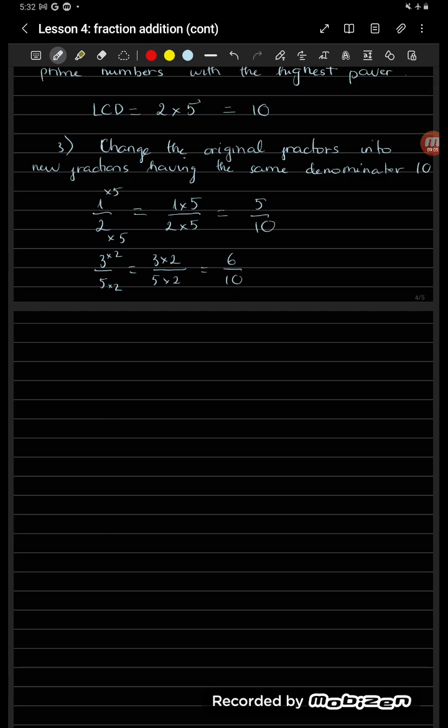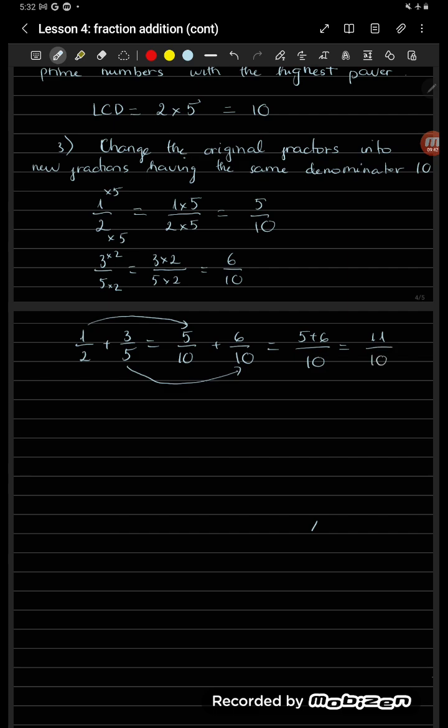Okay, so now both of them have the same denominator, so the remaining work is easy. We just add the new fractions together. So 5 over 10 here comes from 1 over 2, and 6 over 10 comes from 3 over 5. So now we just add the top parts together, and then just keep the number 10 for the bottom part. It is 11 over 10.